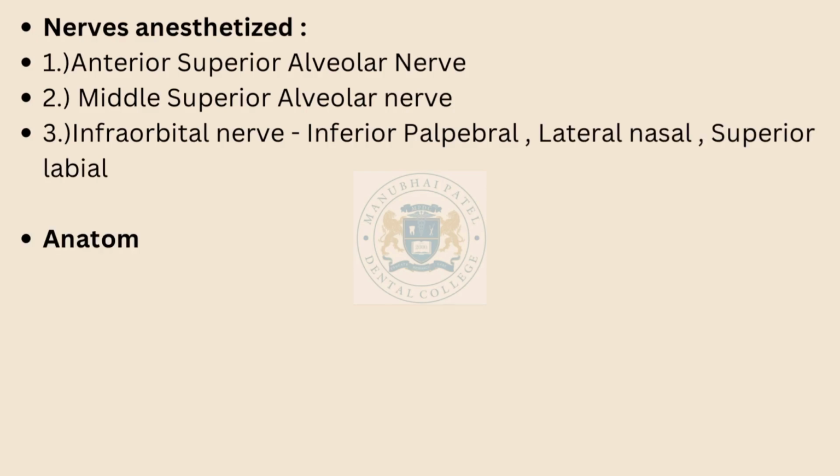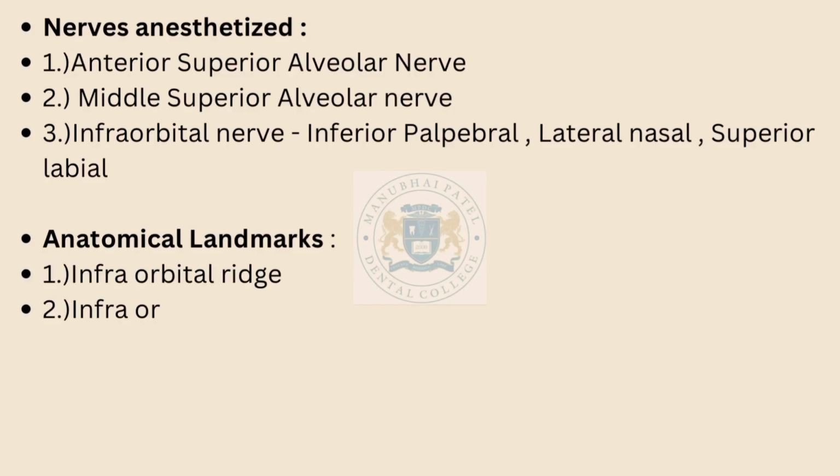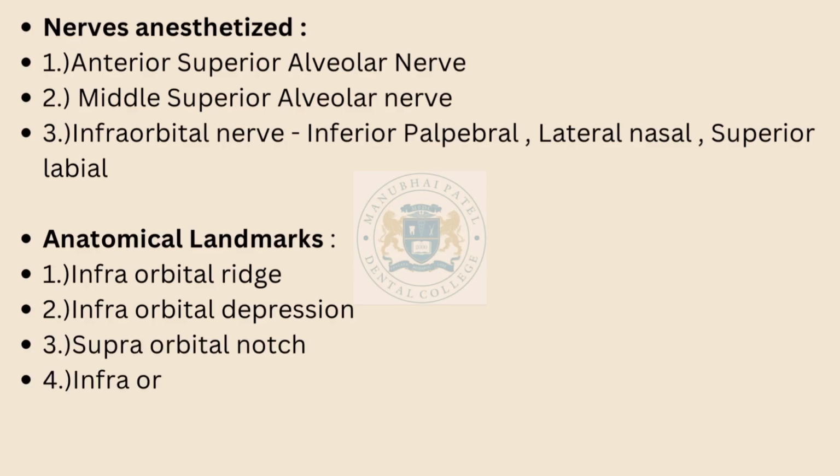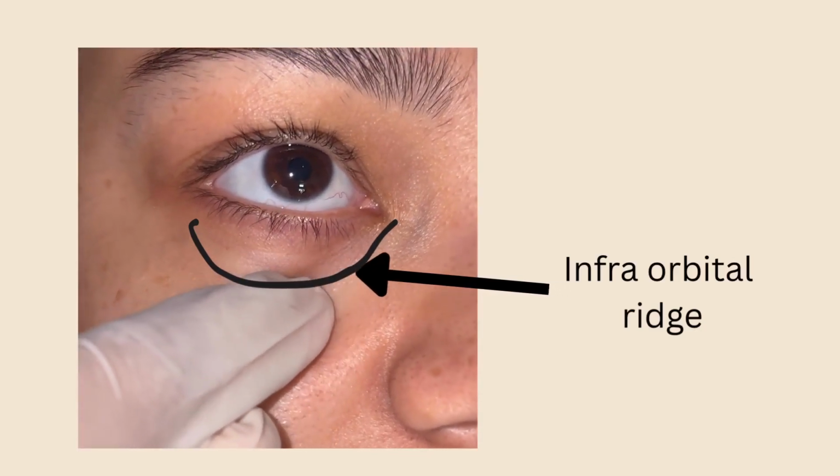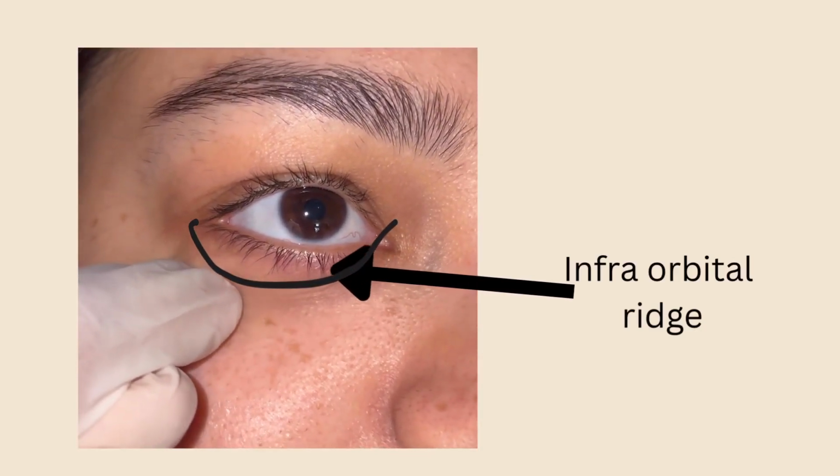Its anatomical landmarks are: 1. Infraorbital ridge. 2. Infraorbital depression. 3. Supraorbital notch. 4. Infraorbital notch. 5. Anterior teeth. 6. Pupil of eye. Here comes the infraorbital ridge.